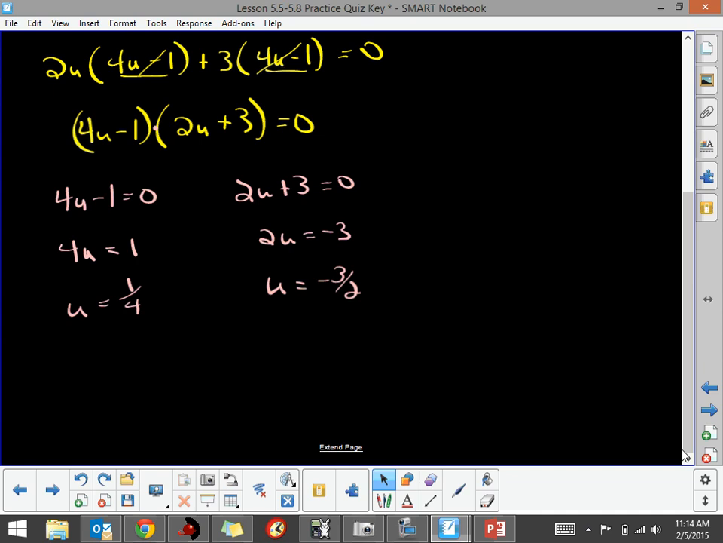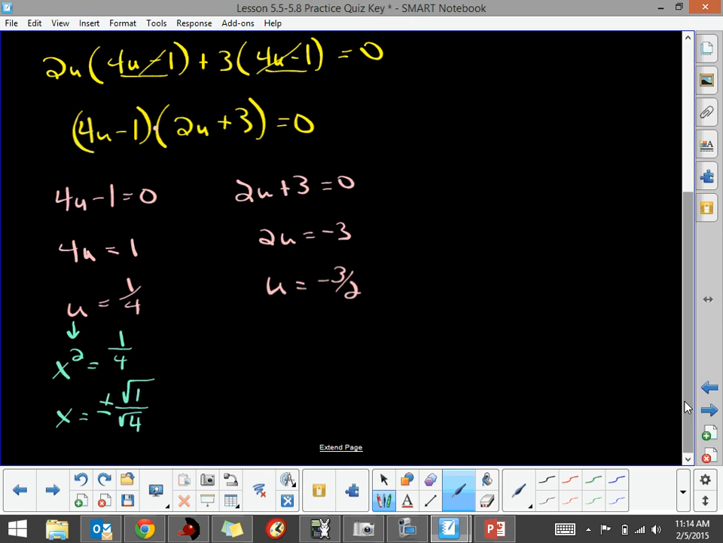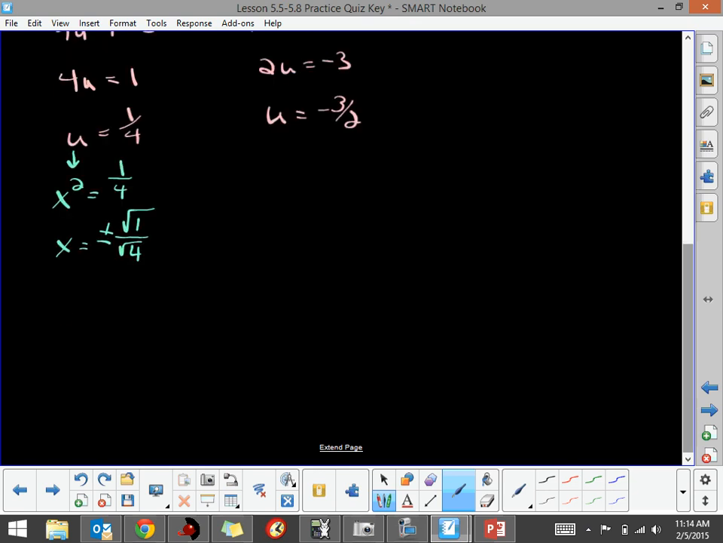Now go back and make your replacement. U stood for, or was in place of, x squared. So x squared is equal to 1/4, so that means x is equal to plus or minus the square root of 1 over the square root of 4. Some pretty nice numbers to work with because the square root of 1 is 1. So x is plus or minus 1 all over 2. There's two of our solutions.